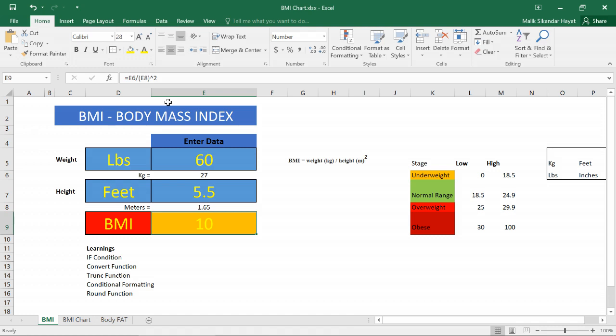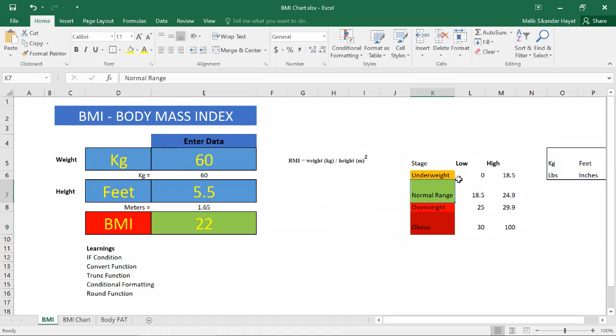Then I have this BMI formula. The BMI formula is simple, right? Here I'm saying E6, let me press F2 to highlight. So here is 27 and 1.65 meters whole square, this one, E8 square. Now, if I change here, let me go to kgs. Let me select kgs. So if your weight is 60 kgs and your height is 5.5, that means your BMI is 22. That means it is in the normal range.